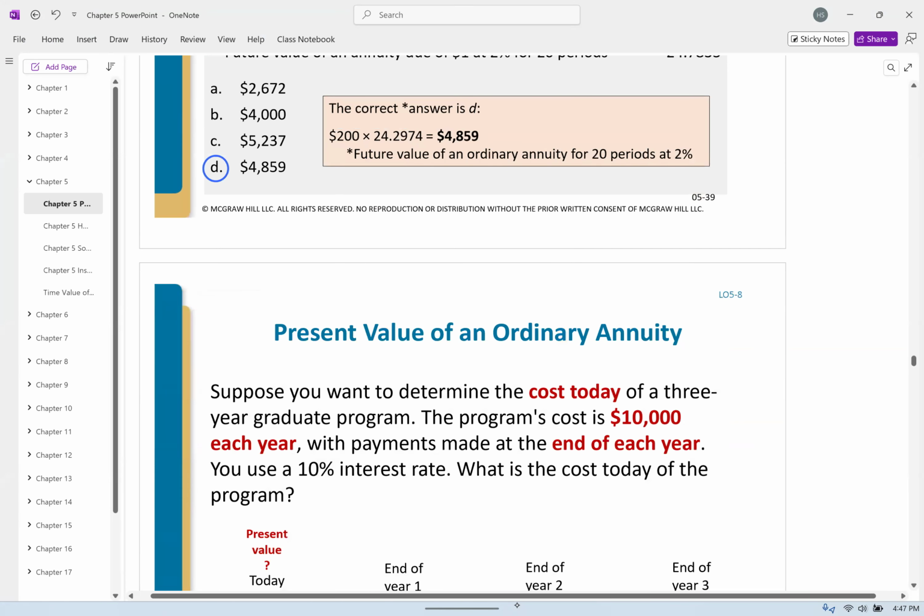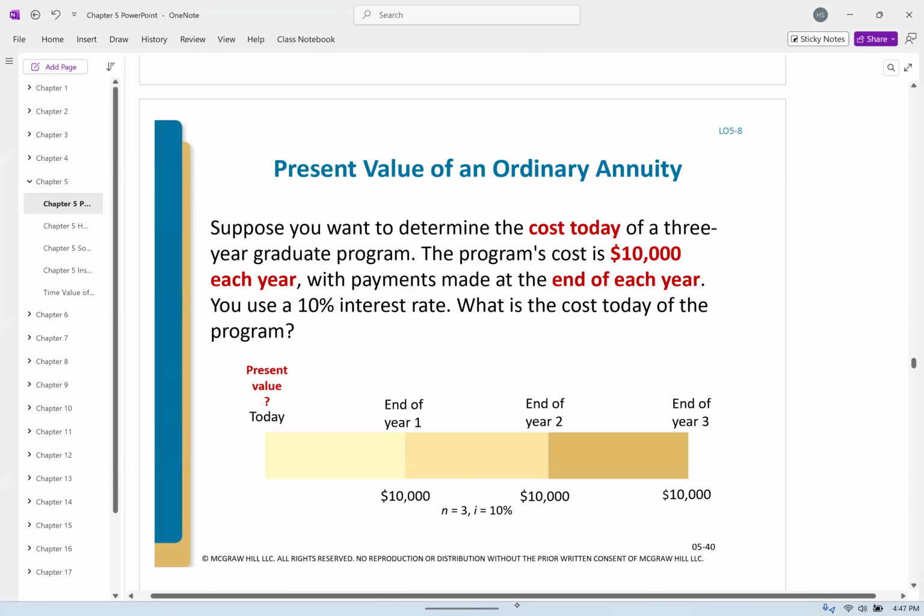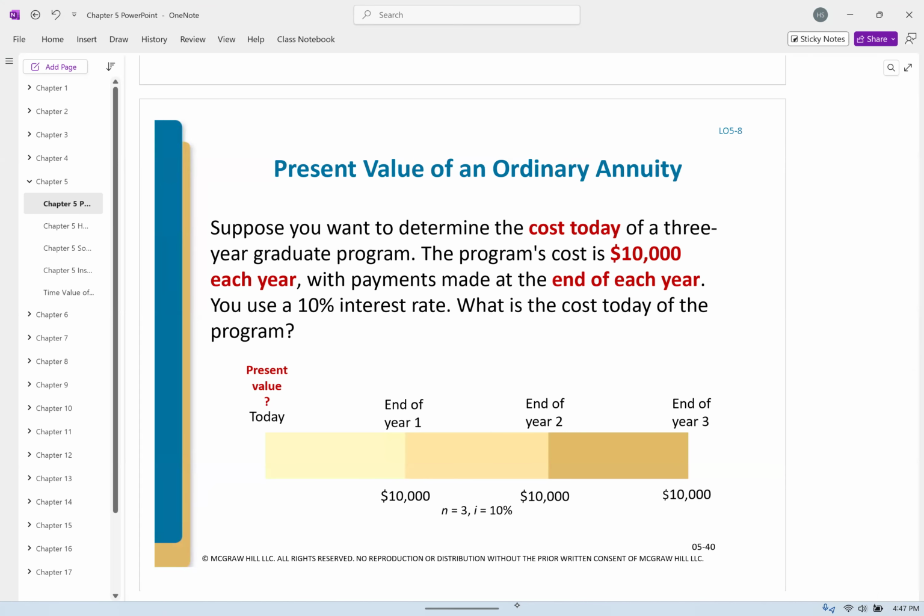Let's come down here and let's do present value of an ordinary annuity. Present value of an ordinary annuity. Ordinary still means the exact same thing. Beginning of the period, not the end. Annuity due would be the end. Sorry, you hear me flipping pages so I can see my notes.